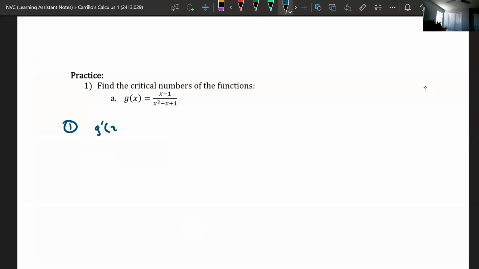All right, so our first step is to find g prime of x. To find g prime of x, do you guys prefer product rule or quotient rule? Surprise me. We'll do quotient rule. Why not? So that means that f is my numerator, g is my denominator. So f prime will be 1, g prime will be 2x minus 1.